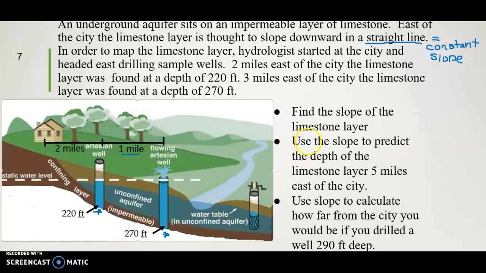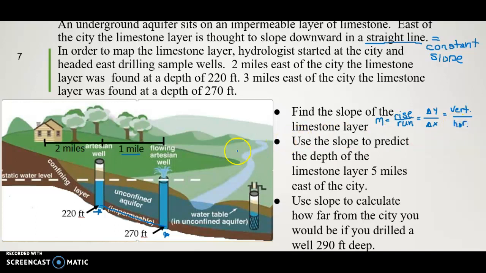So the first thing it asks us to do is find the slope of this limestone layer, and we were told that this is approximately a straight line in this area, and so we know that slope, which we use m for, is often remembered as rise over run. We know that the rise is the change in the y value, or the change in the vertical, and that the run is the change in the x value, or the change in the horizontal.